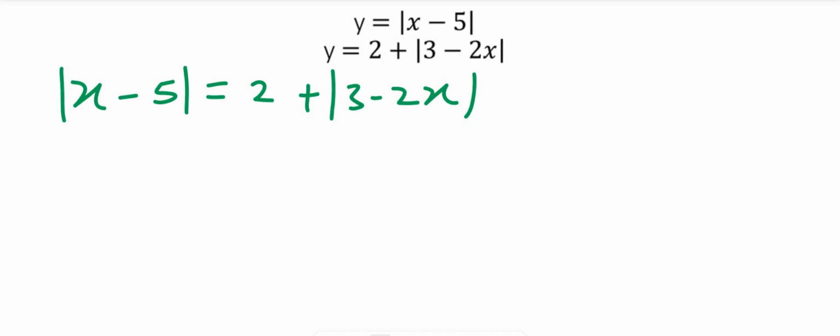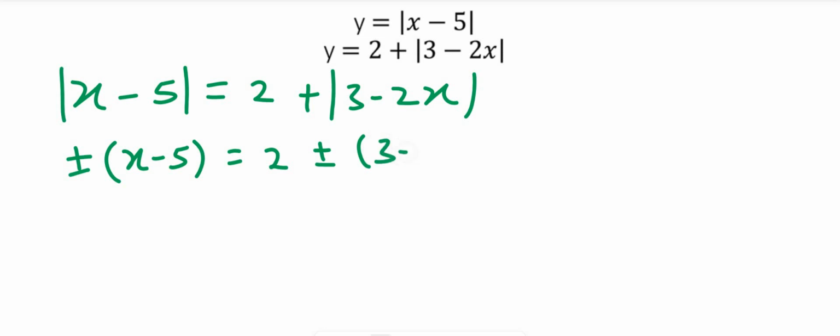What I need to do now is to use the knowledge of what I've said. I can form the equation where I extract both the positive and the negative: plus or minus x minus 5 equal to 2 plus or minus 3 minus 2x. From this, I can form four equations. Yes, four equations from this.